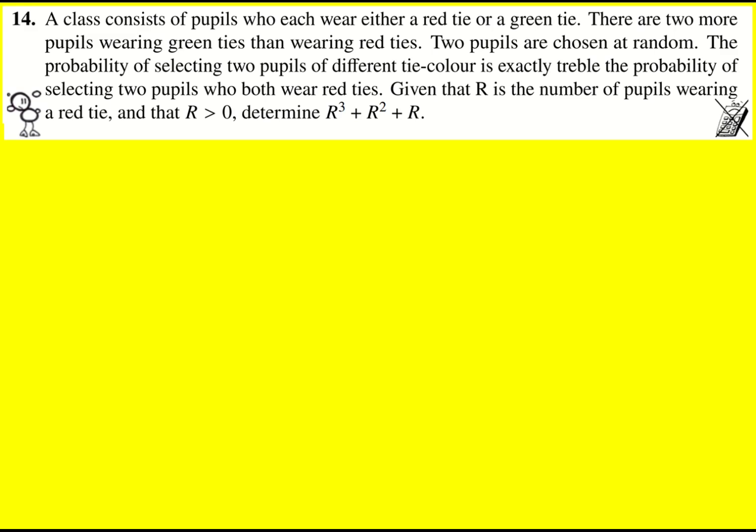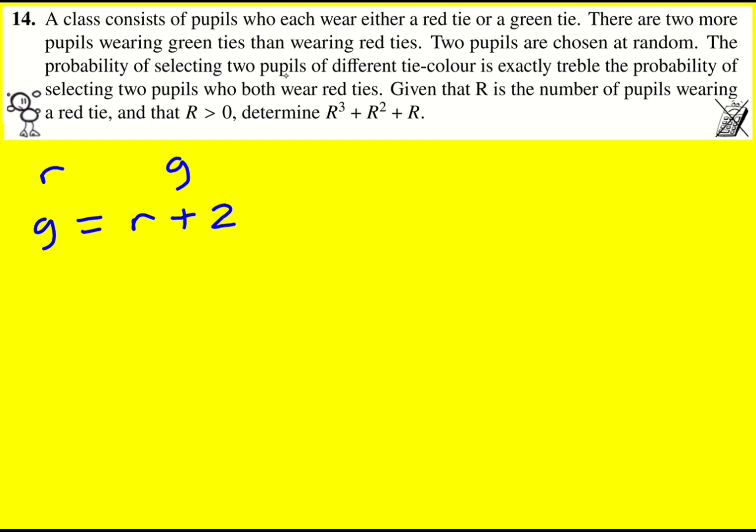A class consists of pupils who either wear a red tie or a green tie. So let's say the number wearing a red tie is R and the number wearing a green tie is G. There are two more pupils wearing green ties than wearing red ties. So that means G is going to equal R plus 2. And then two pupils are chosen at random.